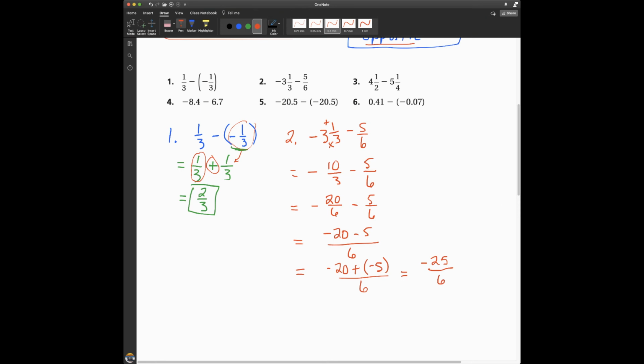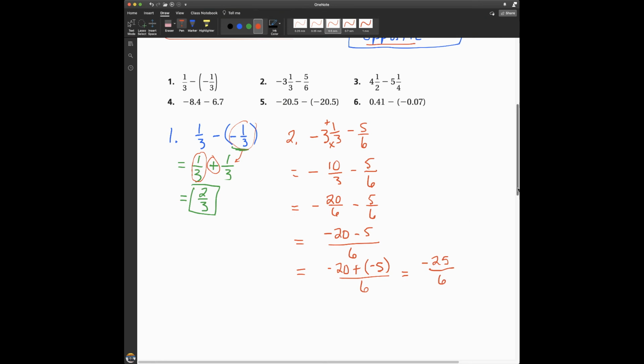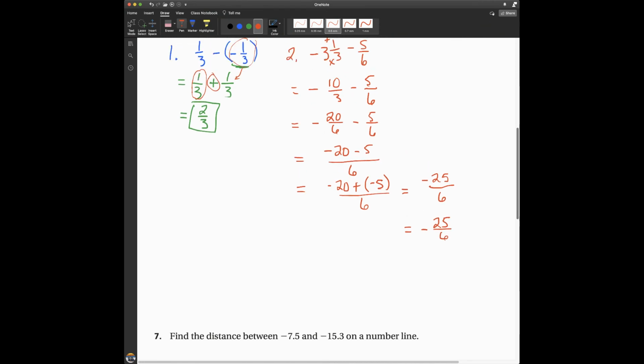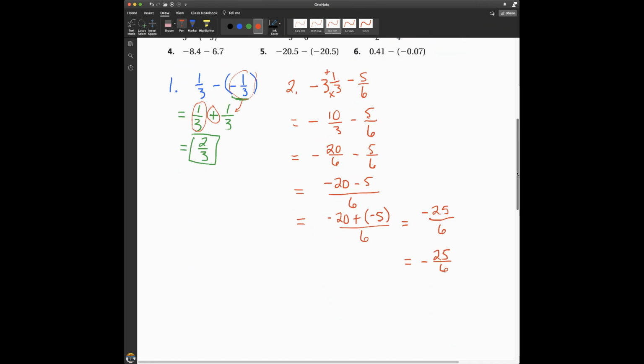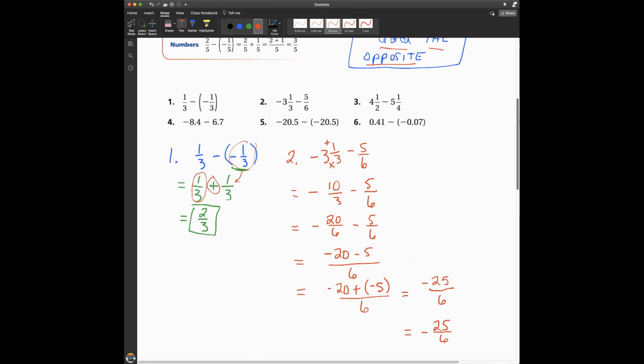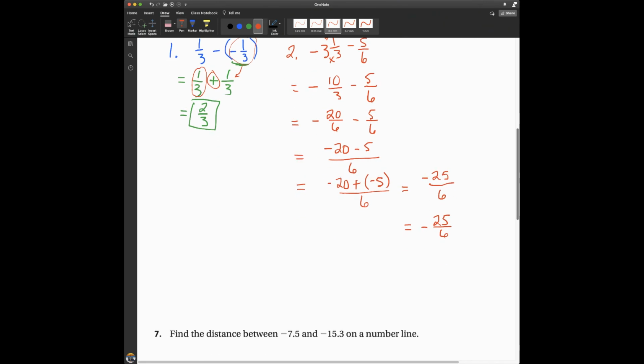If I'm going to write this answer down, I can put the negative in front of the rational number: -25/6. And for these problems, let me look at the directions. I didn't write them down up here. We had to subtract these, but we also sometimes have to write our answers as mixed numbers.